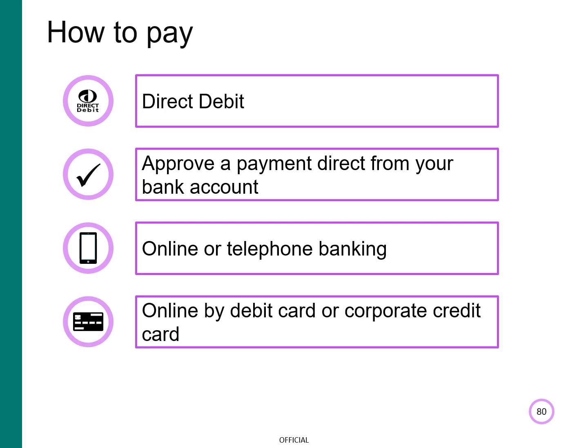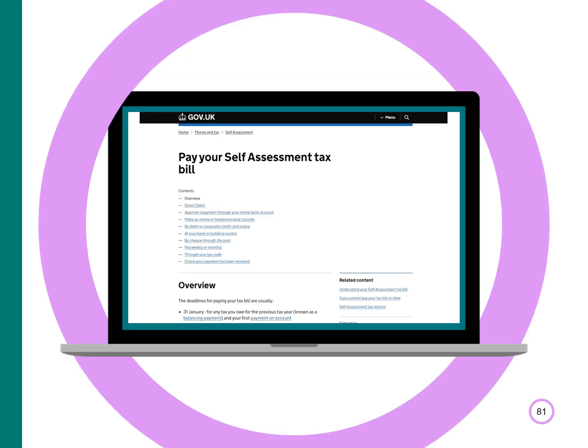You can pay online by debit card or corporate credit card. You can't pay by personal credit card. There's a fee if you pay by corporate credit card or corporate debit card. This fee is not refundable. You can find more information about the different ways to pay your tax bill on gov.uk.